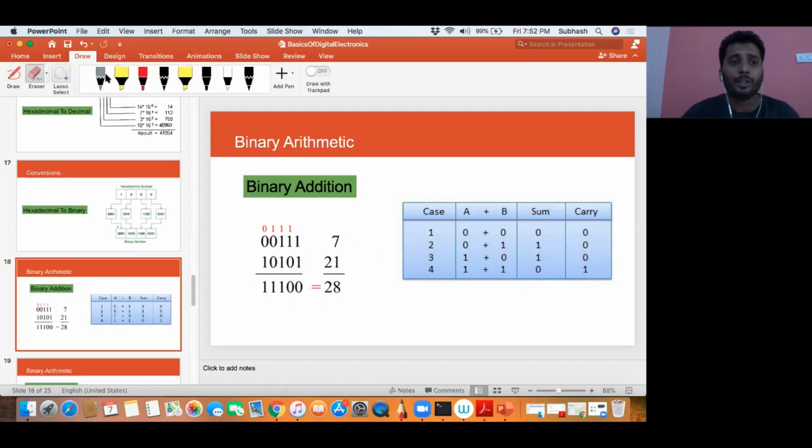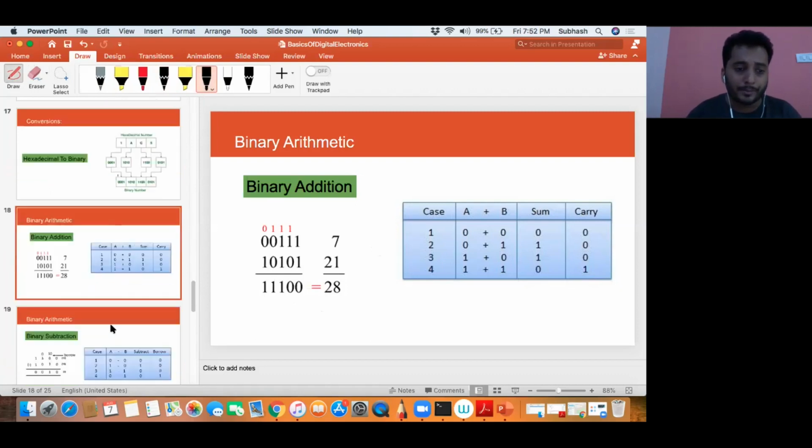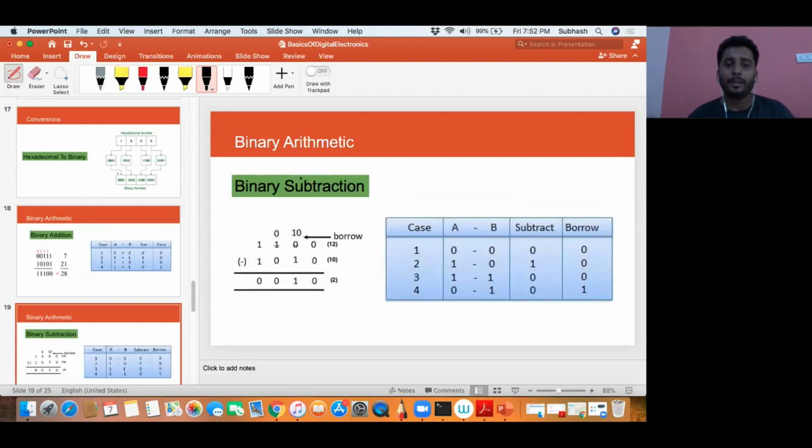Now let me move to the next one. The next one is binary arithmetic. In binary arithmetic, it is binary subtraction. So what does the binary subtraction say?